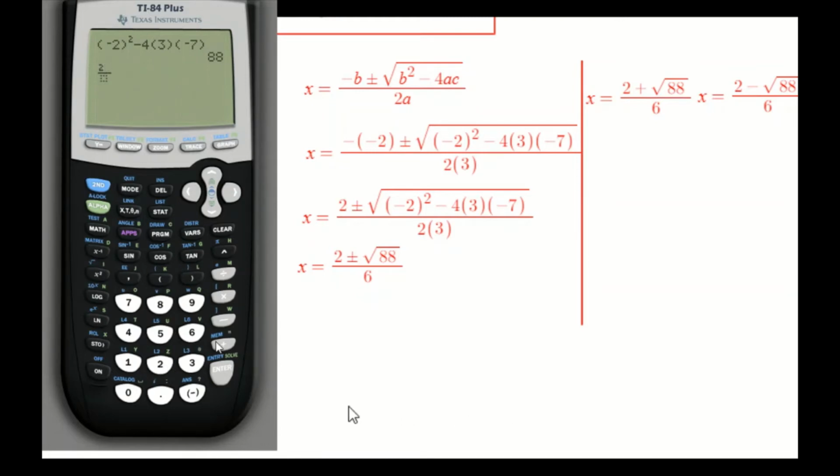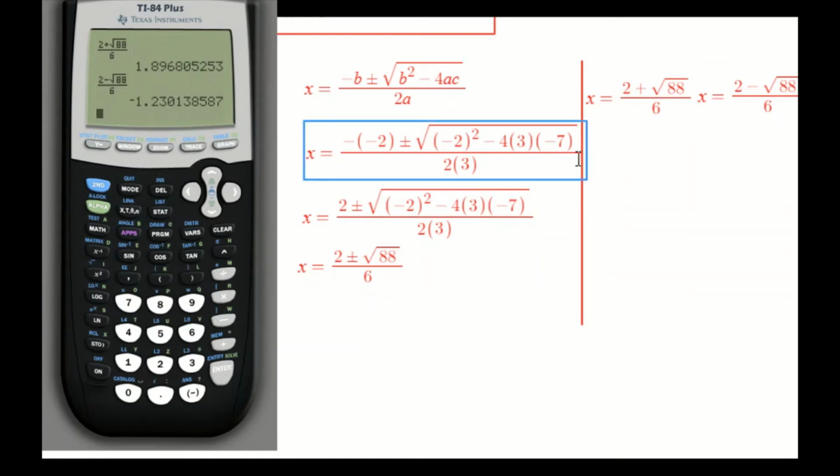Okay, so 2 plus root 88 over 6. Okay, that's our first solution. And then our second solution would be 2 minus, oops, let's do that fraction again. So 2 minus root 88 over 6. And looks like we've got an extra 2 there, so let's delete that. And then, okay, so those are our two solutions. We got them. We're ready to write them down. Let's go ahead and write them down here.